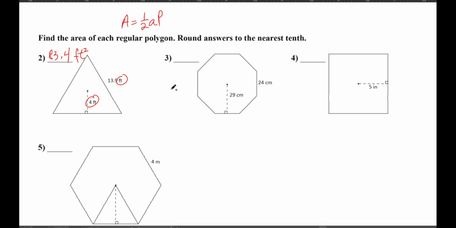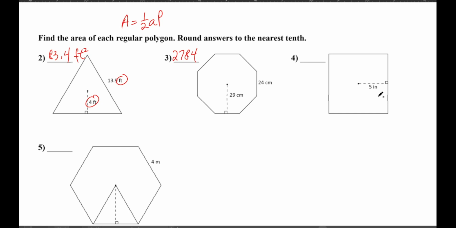Number 3, basically same thing, right? Same thing, different numbers. But what do you do? 24 times what? 1, 2, 3, 4, 5, 6, 7, 8. So 24 times 8 times 29, whatever that is. Take half of it, right? There's your formula. And you get a big old number, 2784, when you do all that stuff. Just using a calculator.